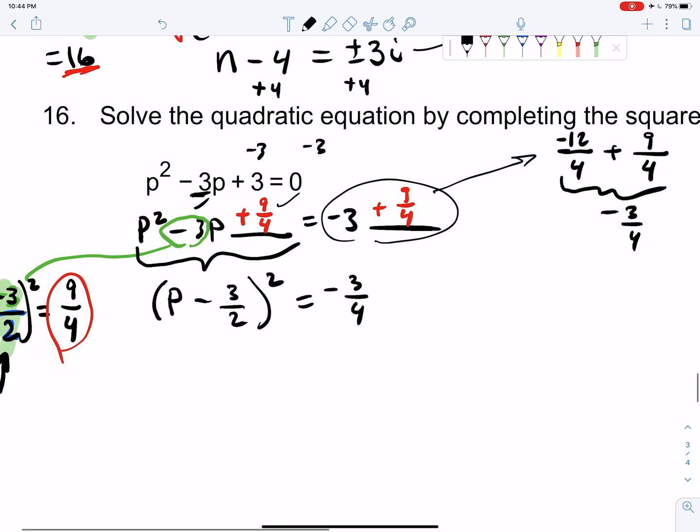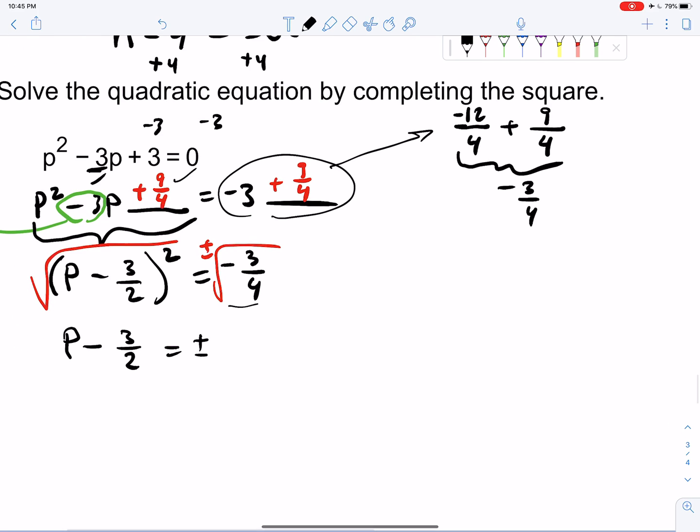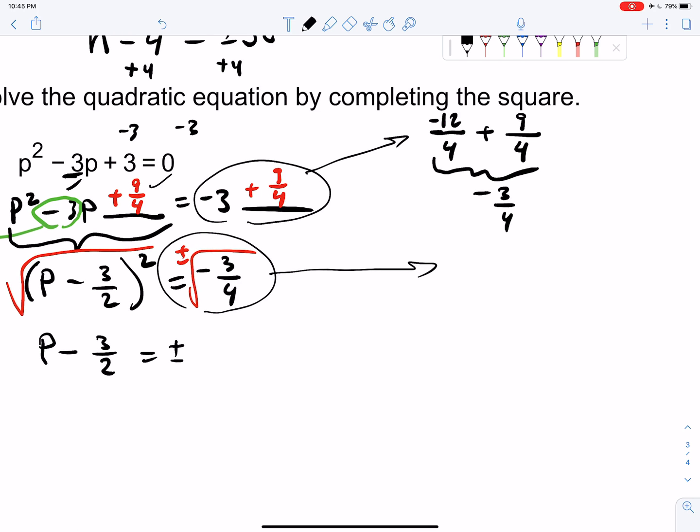Well, I get a perfect square. That's what I was going for. Even though it was kind of painful, it still gave me a perfect square, which allows me to continue to break this problem down. P minus 3 halves equals plus or minus. Well, it's a little nasty here, right? Let's do a little more work with this guy now over here. So I'm going to forget about the plus or minus for a sec. I'll put it right there so I don't forget it.